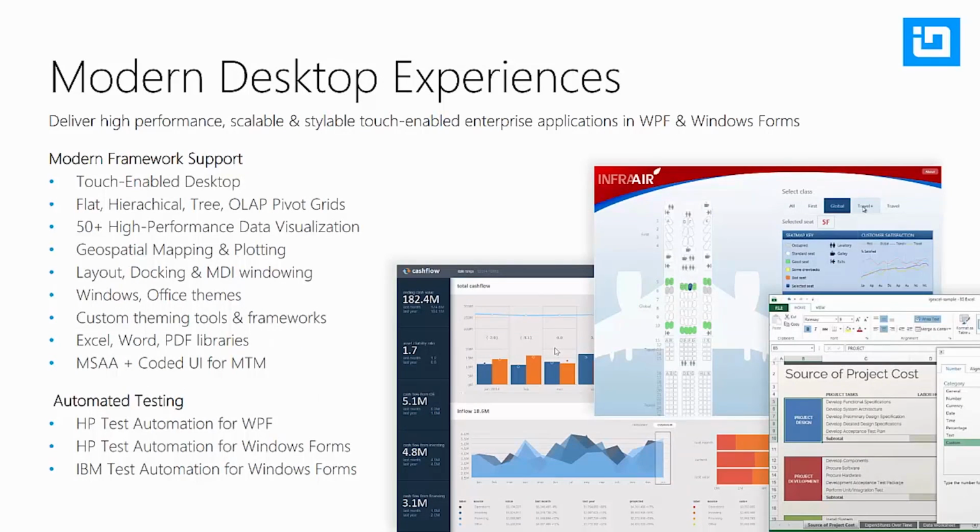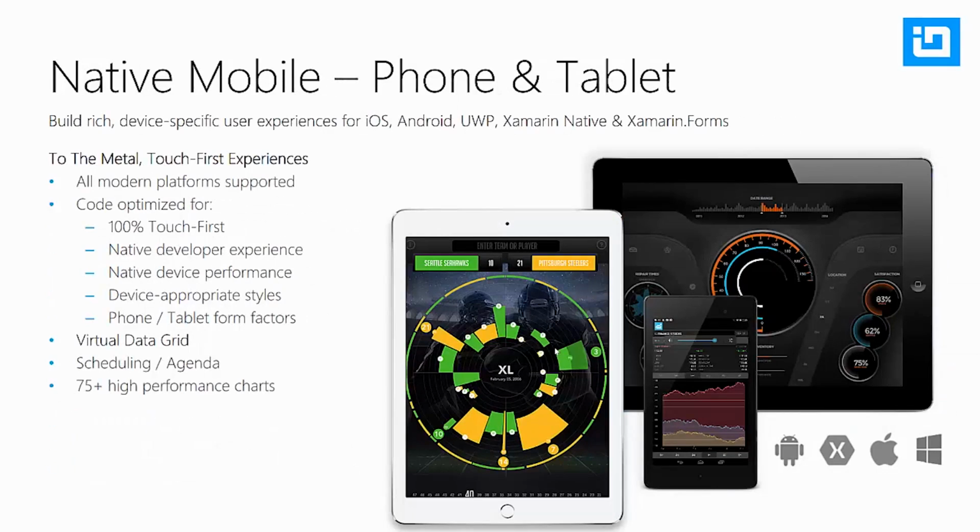And then on the desktop, again, we've been doing desktop now for 13, 14 years in the market. It still continues to grow. WPF and Windows Forms are still mainstays in building high-performance enterprise apps, and we continue to do work there. But overall, with WPF and Windows Forms in Ultimate, you get all the grids, all the charts, pretty much every UI pattern you can imagine to deliver on a desktop experience.